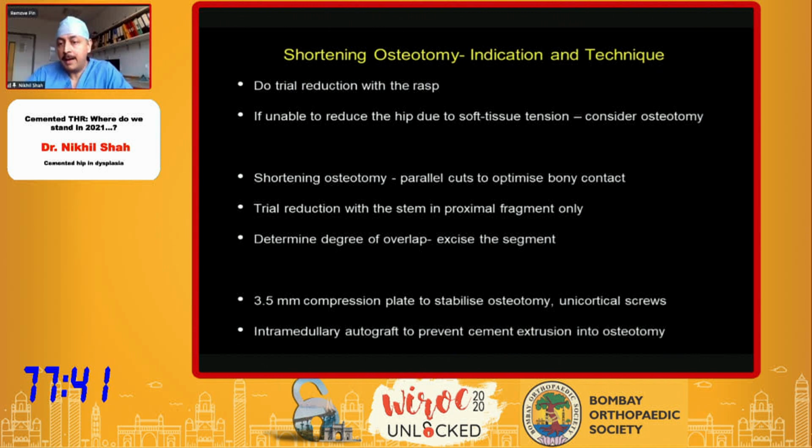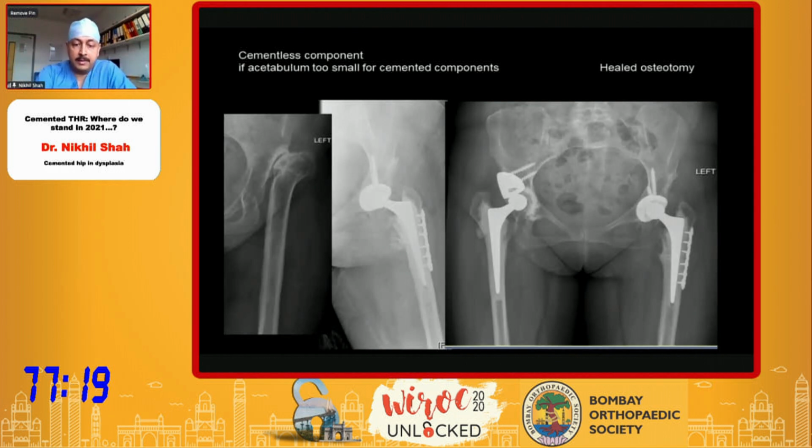And then you can wrap the segment around the osteotomy like Dr. Cameron used to do in Canada when I was doing my fellowship there, or you can crush it and use it as bone graft, or you can excise it completely. Then I stabilized the osteotomy with a 3.5 millimeter compression plate using unicortical screws and use intramedullary autograft so as to prevent the cement from extruding into the osteotomy. And then that's the technique, the early X-ray and the follow-up X-ray with a well-united osteotomy with a cemented stem.